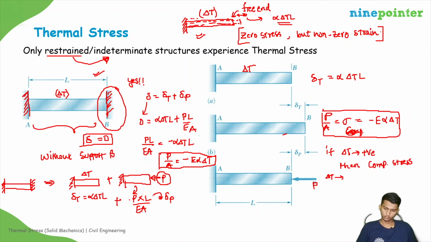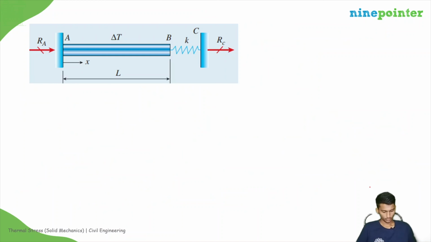Delta T negative, then tensile stress, right? So let us do one problem on this. So this is a rod. This is the rod with E, A property. So this is a spring with K. These are two fixed supports.